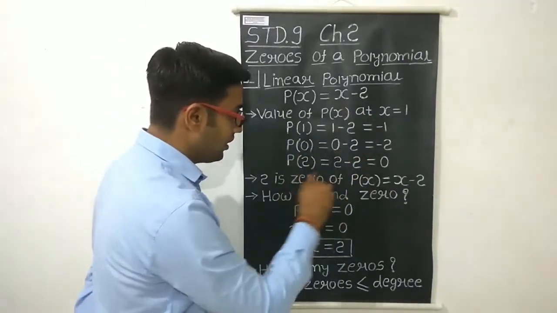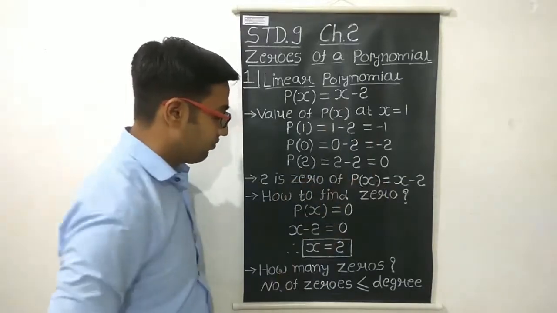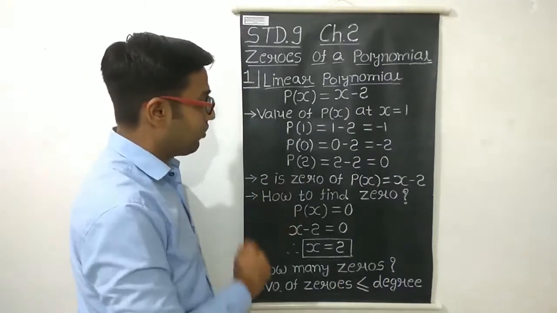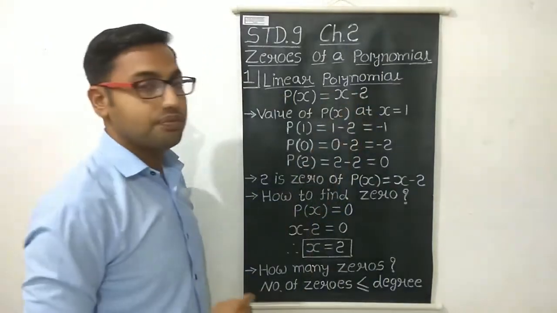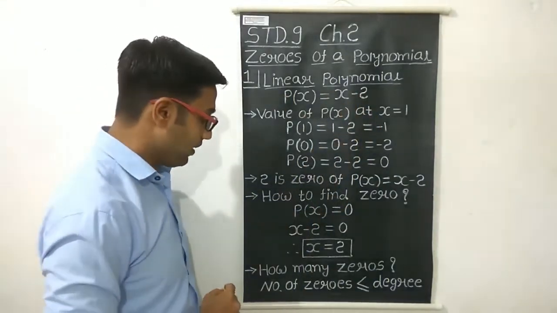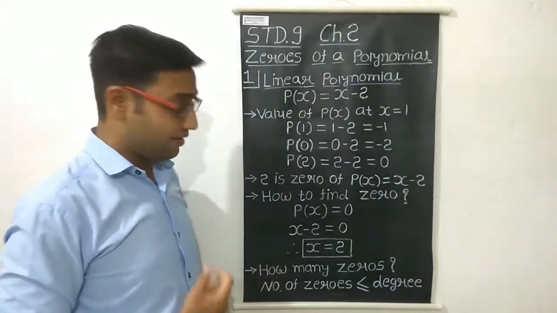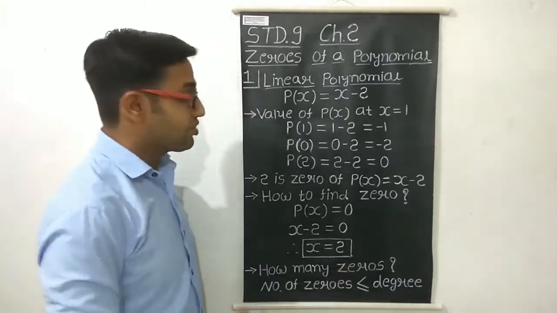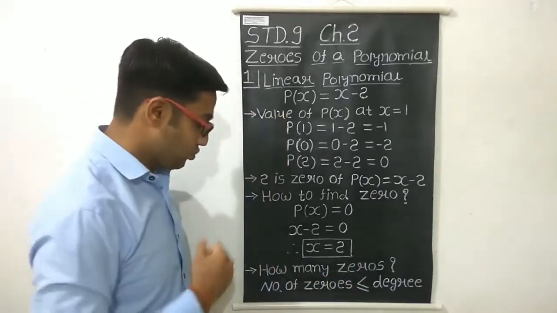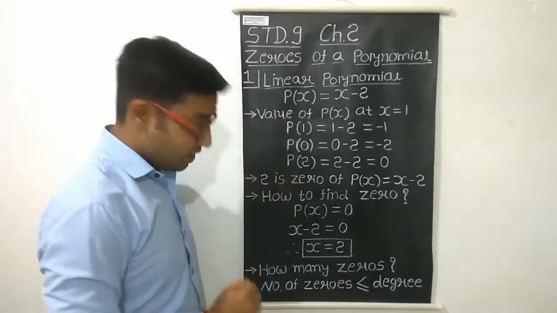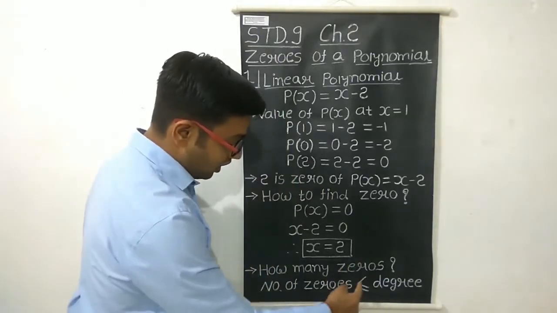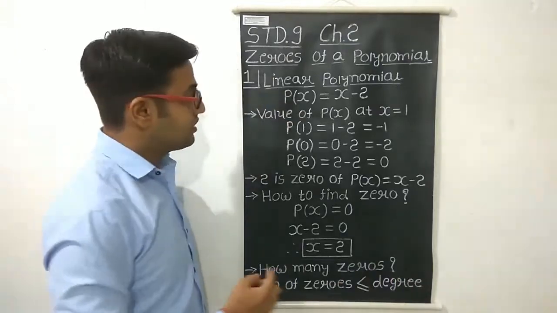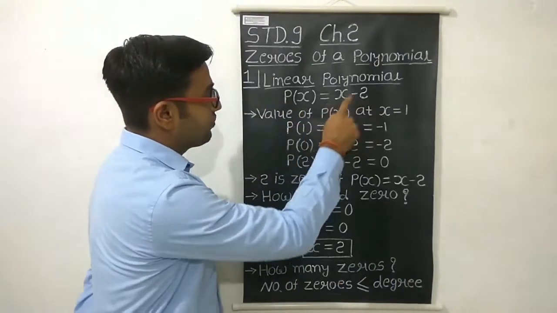That we have studied here. We have seen earlier. So in this short way, we can find out the 0 of the linear polynomial. Once again, one more question arises in your mind: how many zeros does a polynomial have? There is a condition that the number of zeros is less than or equal to the degree of a polynomial. See, the degree of this polynomial is 1.